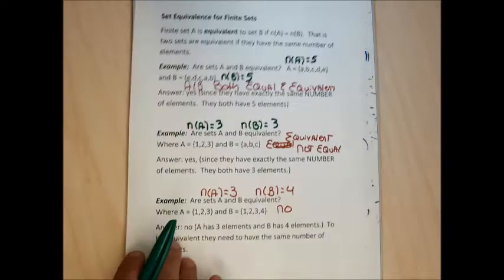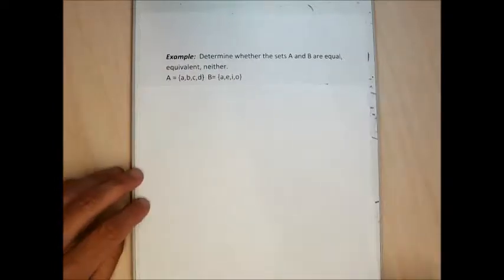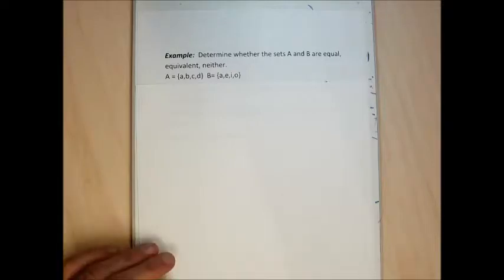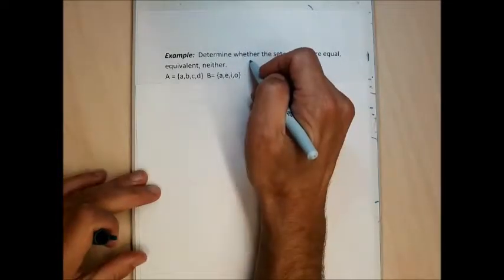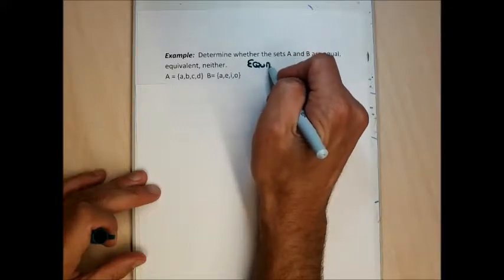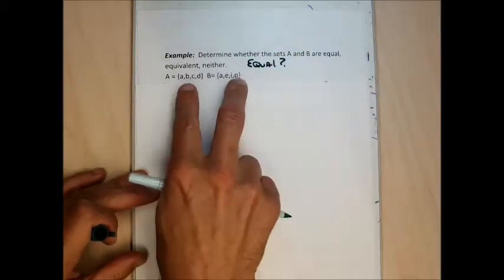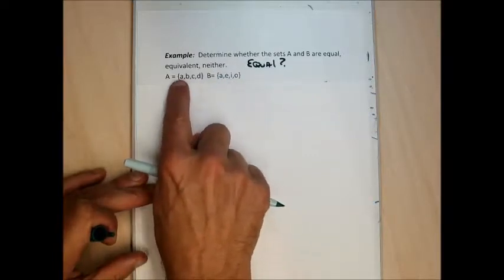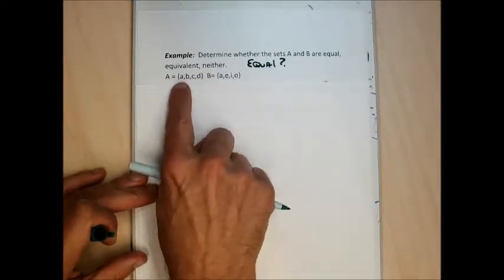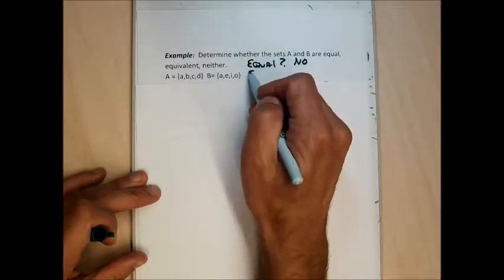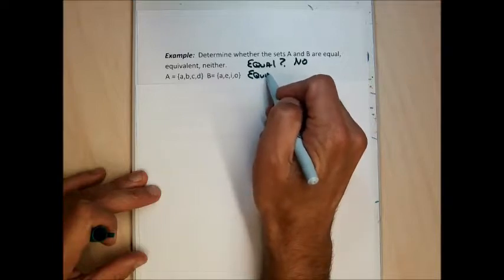This is where we get to the confusion. Determine whether the sets are equal, equivalent, or neither. So the first thing I'm going to do is decide, are sets A and B equal for these two sets? Well, to be equal, they have to have the same elements exactly, and they don't, because in order for B to be equal to A, it'd have to have the same letters of A, so it's going to be no. But they still could be equivalent.